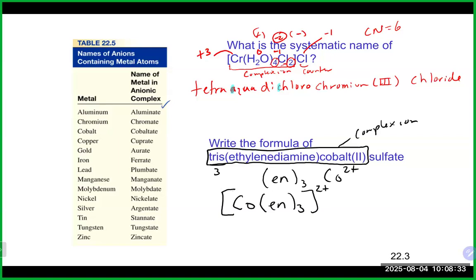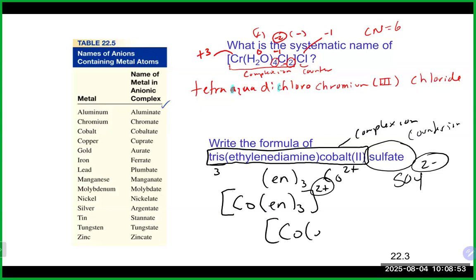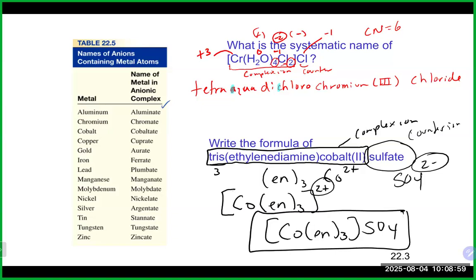And that's really important because when we go to our counter ion, we have sulfate. And sulfate is actually a -2 charge. So because we now know the charge on the complex ion is +2, we know how many of those counter ions we need, which in this case, we actually just need 1.